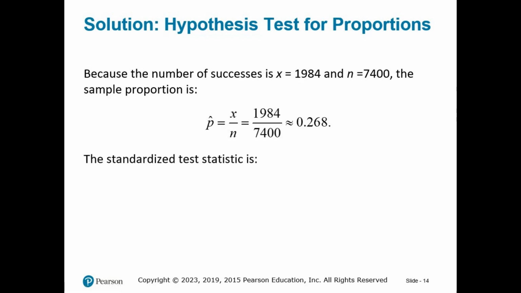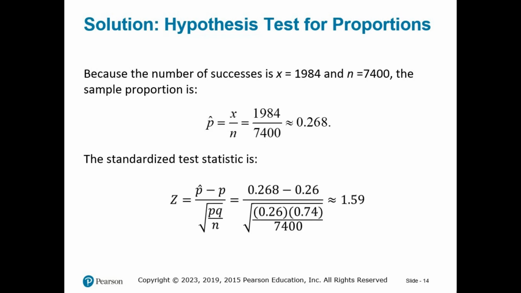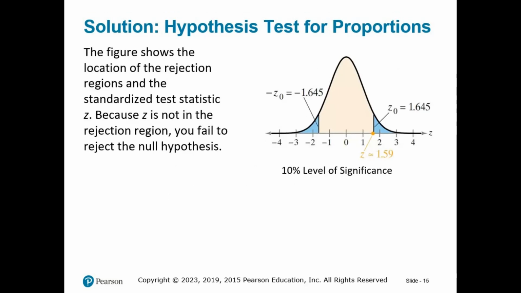Now we can plug in the numbers to get our standardized test statistic. Pause the video and do that now. You should have gotten about 1.59. The only thing left to do is see if our standardized test statistic is in the rejection region or not. The figure shows the shaded rejection regions on both sides and where the standardized test statistic Z lies. It is just before the positive critical value, so outside the rejection region. That means we fail to reject the null hypothesis.